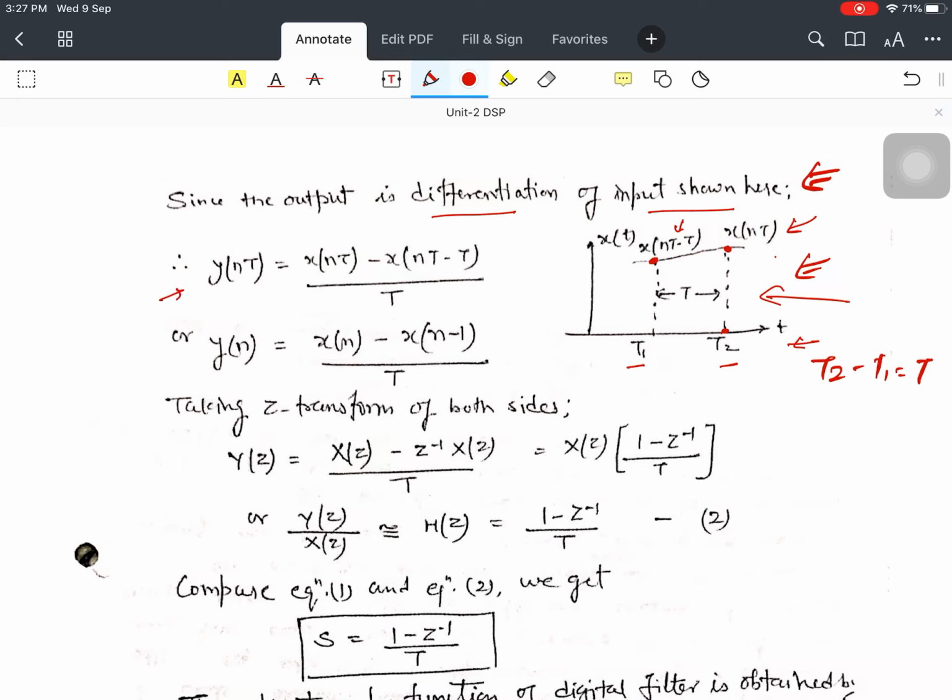Okay, y(nT) equal to x(nT) minus, meaning this value minus this value, divided by the time. That will be the y(nT). Okay, so just cut down this T over here, you will get this equation. So y(n) equals x(n) minus x(n minus 1) divided by T. So you get this equation.